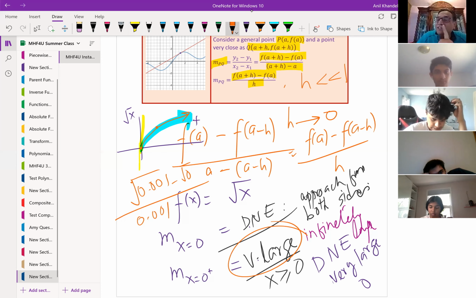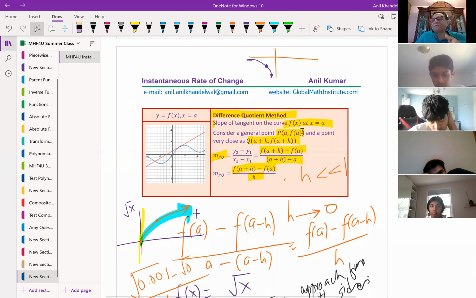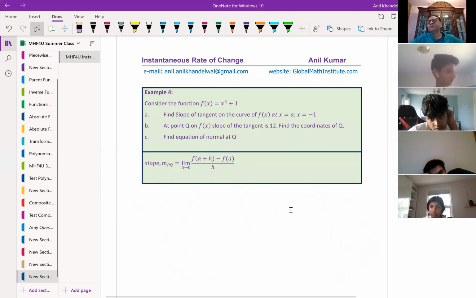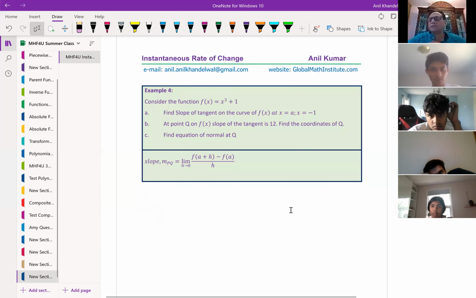Correct? But at 0, it is not defined because on the left-hand side, nothing is there. You cannot go. It is a vertical tangent otherwise, and which is infinite slope, correct? You cannot. So some critical points, and that is why this subject is tricky. You need to understand these concepts.